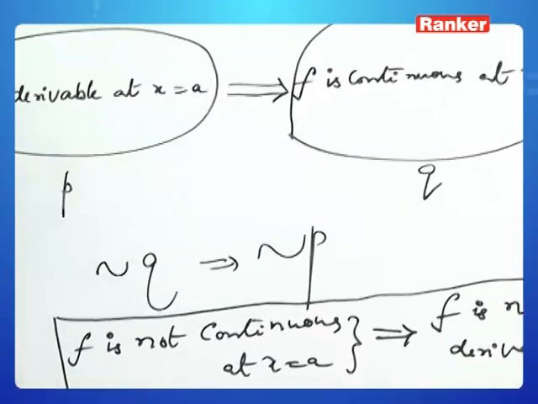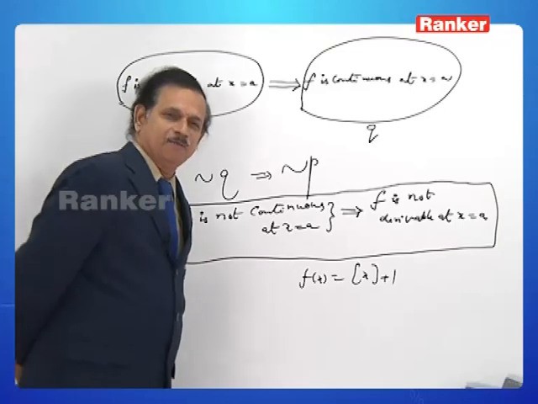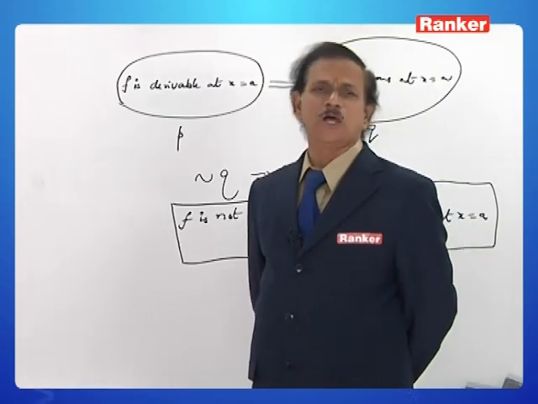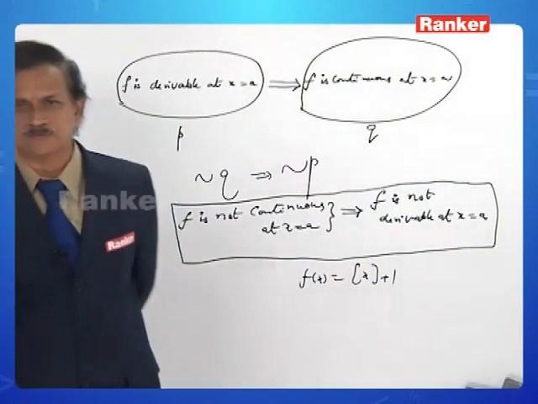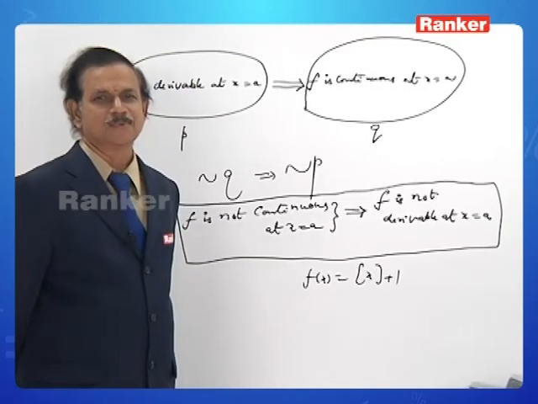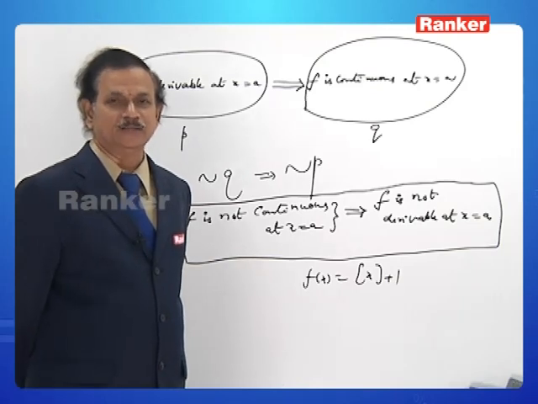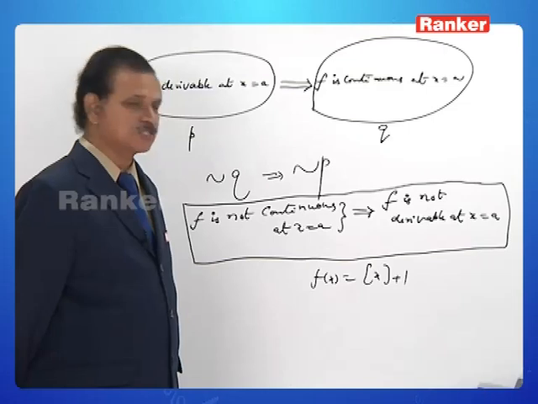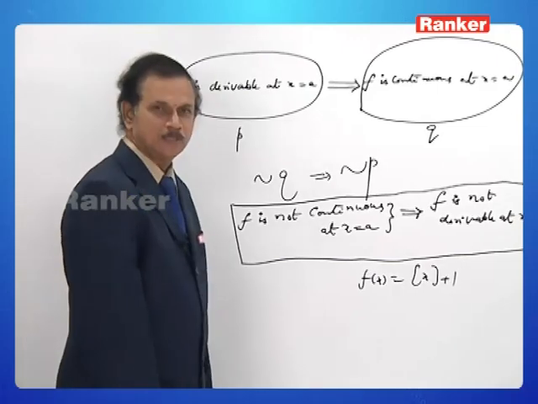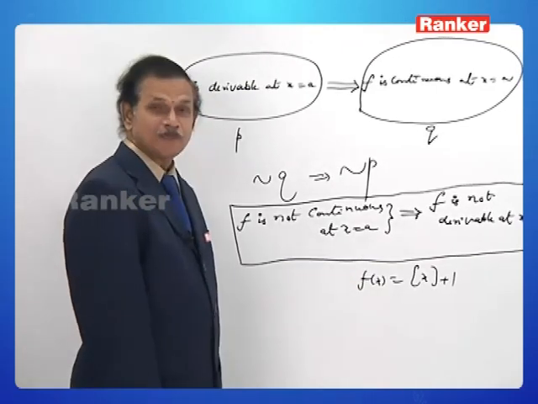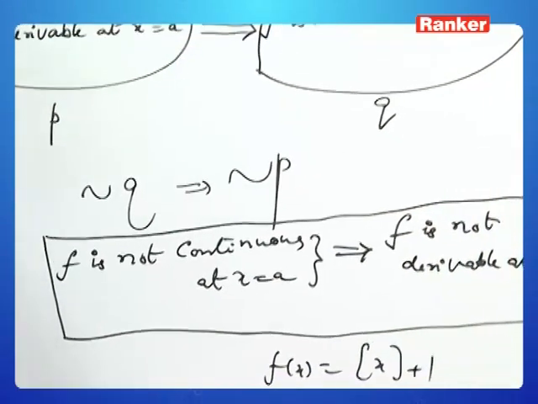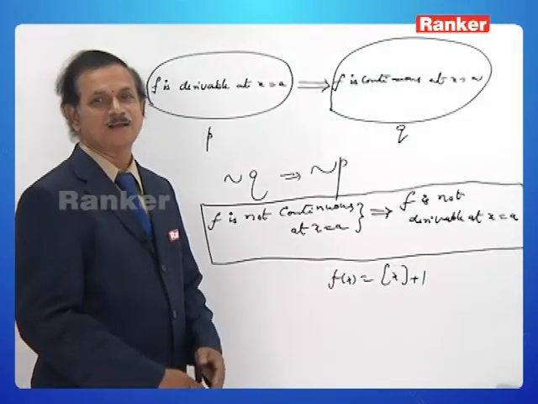Best example, a ready-made example: observe this, f of x equal to integral part of x. That is the greatest integer function. We all know that it is not continuous at x equal to 1, x equal to 2, x equal to 3, or x equal to n for any integer n. Automatically, evidently, clearly, the function is not derivable also at x equal to n for any integer n. Likewise, we may come across so many examples. Let us face some other such example.